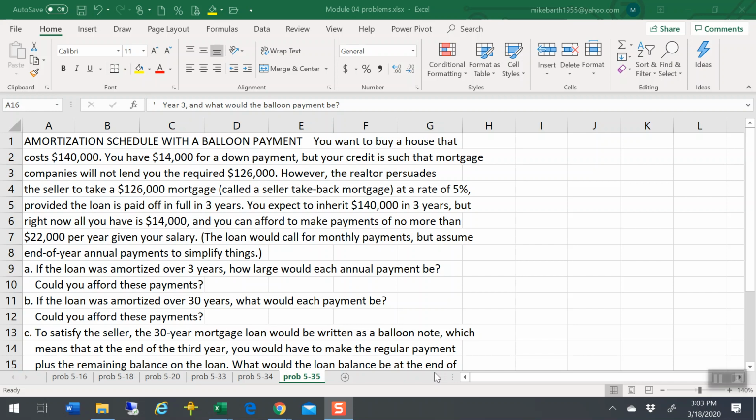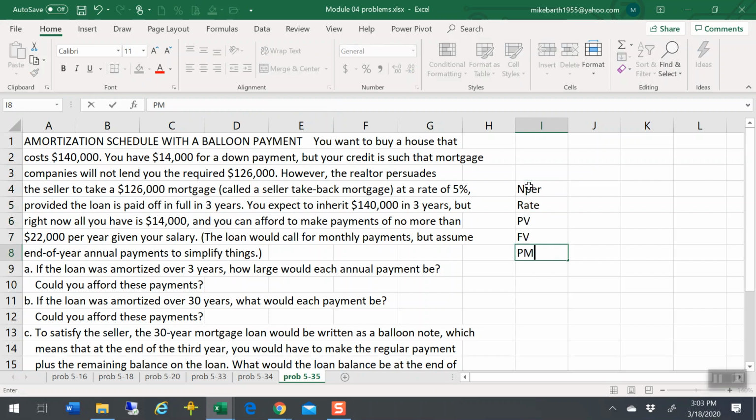They're interest only for a while, and then they have a big balloon payment where you repay all the principal at the end. All right, that's the typical bond. In real estate, this is fairly common. The balloon payment just means it's one big old future value payment. So let's walk through this, and then we'll do what they want us to do, and then we'll demonstrate the amortization table. Number of periods, rate, PV, FV, PMT.